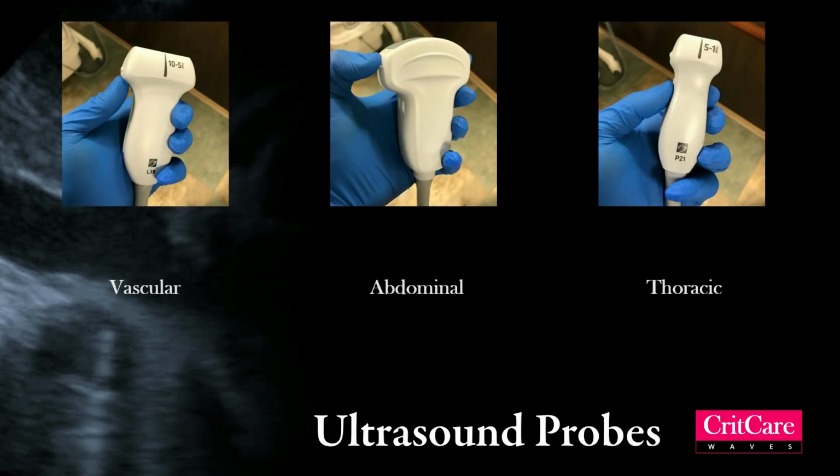These are the three main ultrasound probes you'll use in an ICU: the vascular probe, the abdominal probe, and the thoracic, also known as the cardiac probe. Each of these find a different use in the ICU.